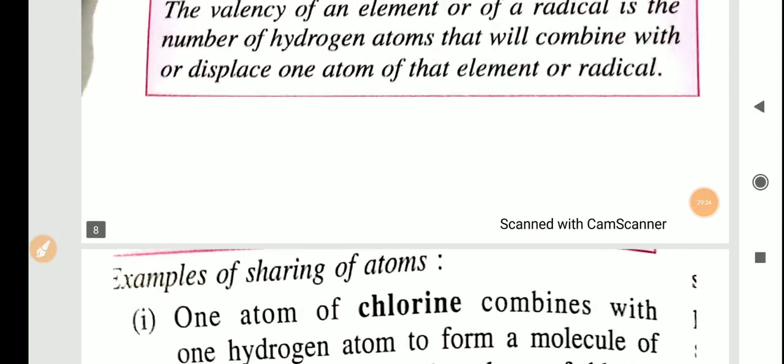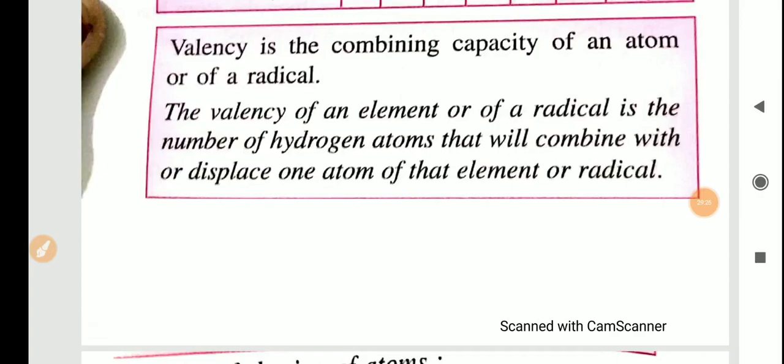All of you read your textbook. Tomorrow we will study how an atom will share electrons.